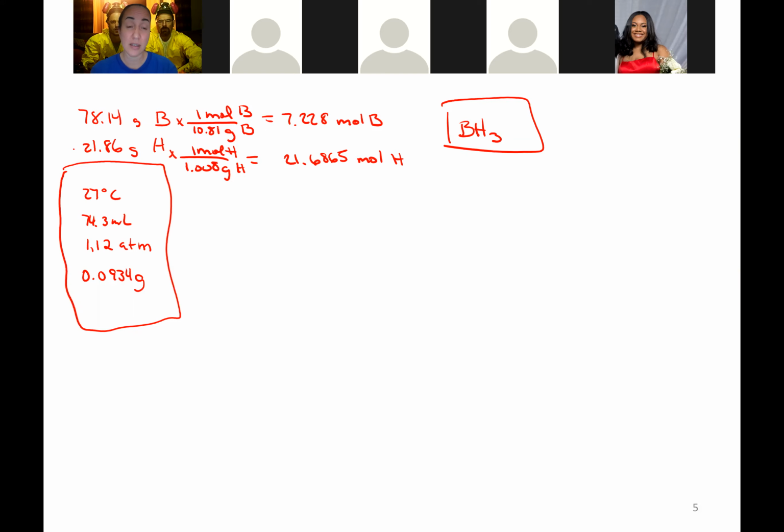What did we just do? I know it's the squiggly M, but I can't remember what it is. What is squiggly M? Molar mass. Thank you.